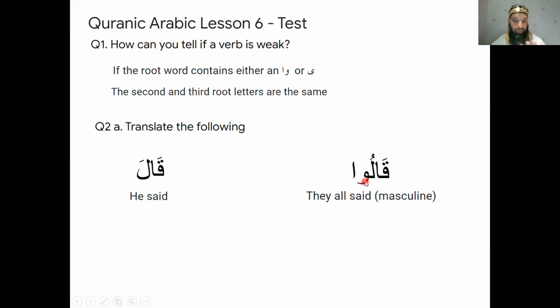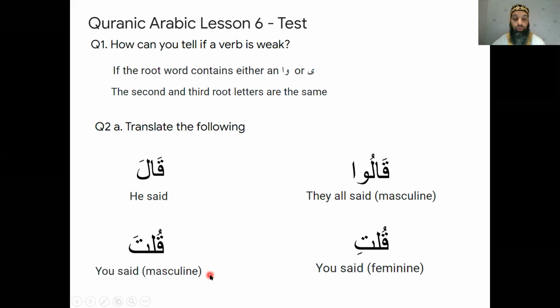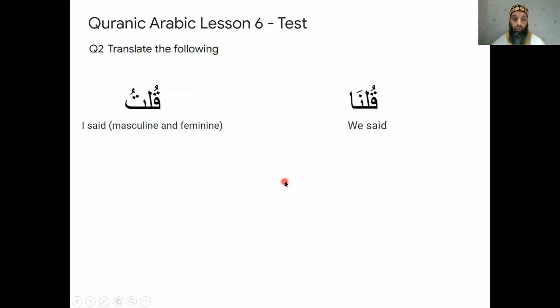Translate the following. Again, this was just memory work from the tables. So qala is he said. It comes in the Quran a lot. Qala, he said. Qalu is the plural: they all said. Qulta is talking to you, masculine: you said. And qulti is you, but feminine: you said. Qultu, whenever there is a tu at the end, it's always me: I said.